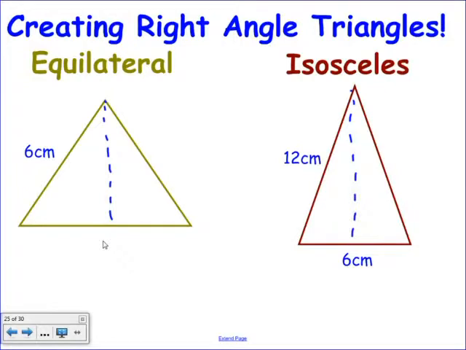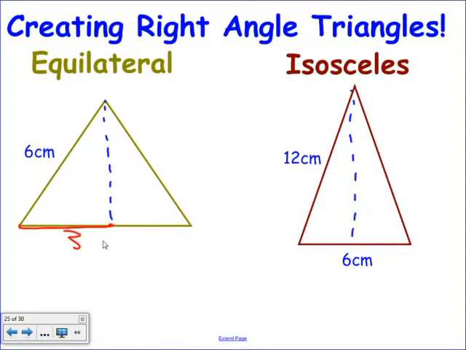How do I work out the vertical height of this one? Oh, because it's equilateral, you could halve the bottom. So from there to there is 3 centimetres. What else do I know? The other side is 6 centimetres.